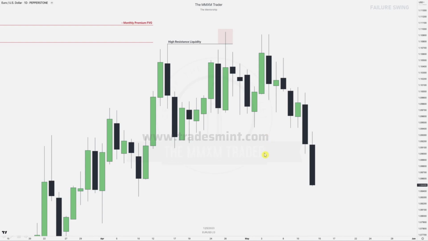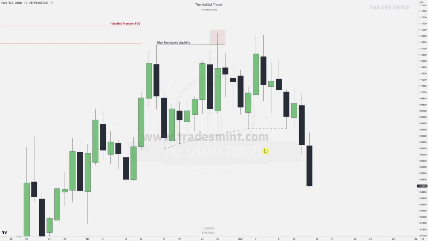Now we want to target that low resistance liquidity, right? So where is that forming? Over here we've got all these lows, right, which are forming, which is a failure swing. Again over here, failing to take out these lows and these lows. And over here we've got some relative equal lows. So that's a very good draw on liquidity, and we call that low resistance liquidity.